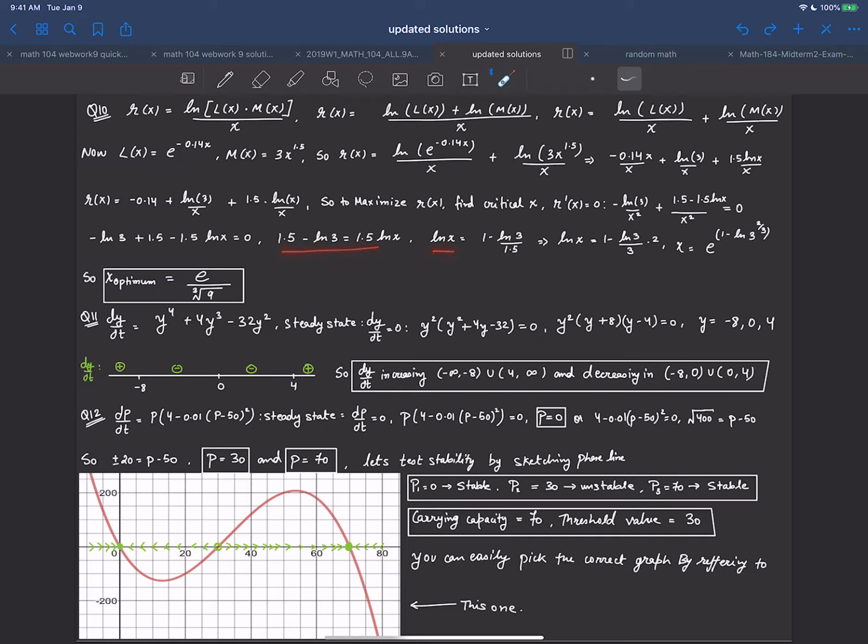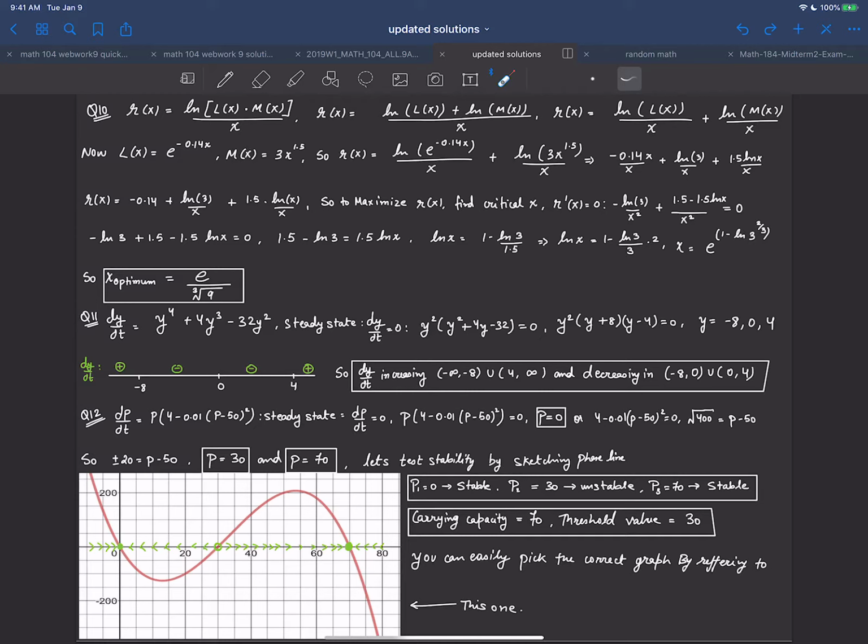You keep on doing the simplification. You're going to get ln x equals 1 minus ln 3, over 1.5. To further isolate it and solve it, you can follow the steps that I did or do it yourself as well. The optimum x is just whatever the value is going to be. Okay, and that's an optimization problem. It has nothing to do with related rates.